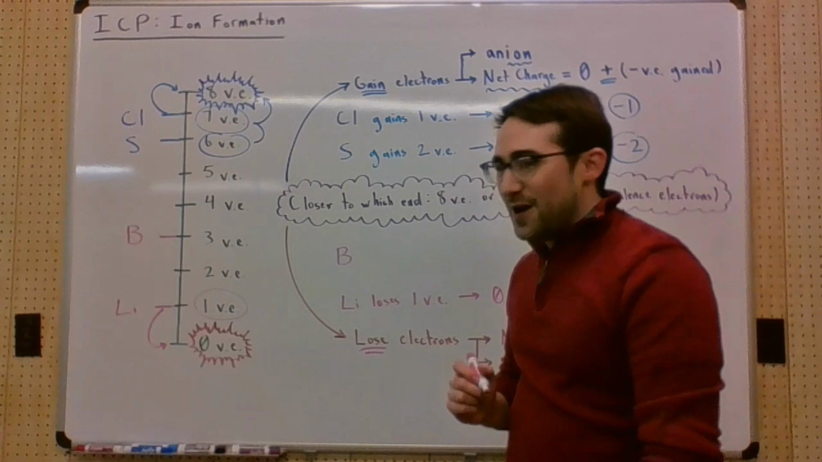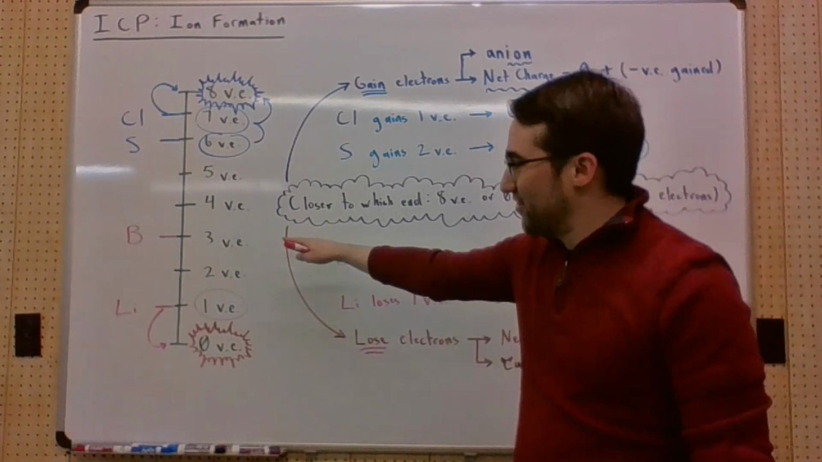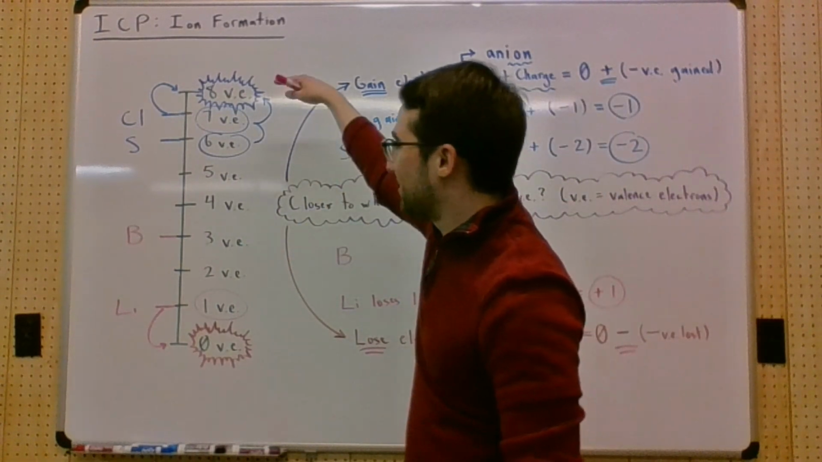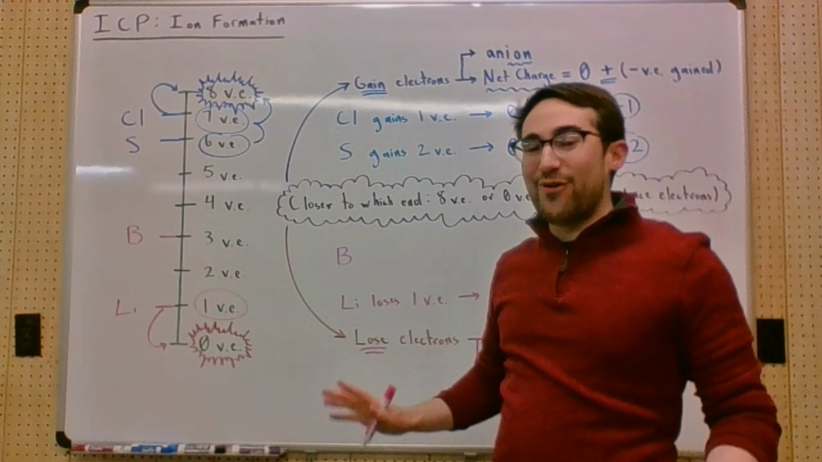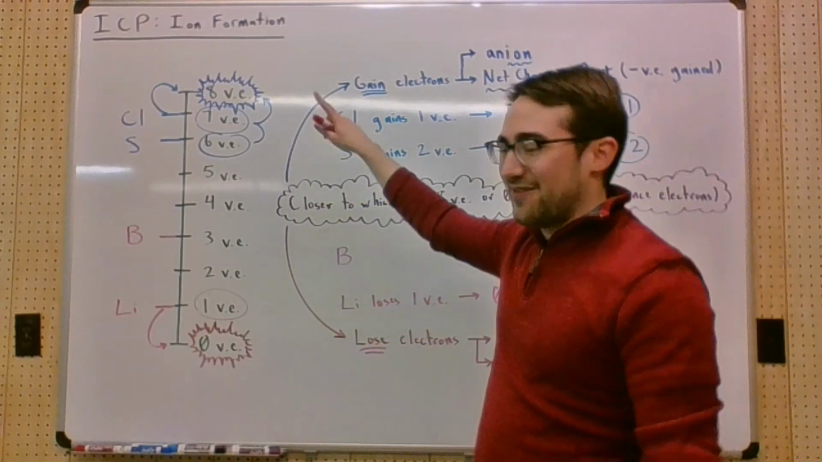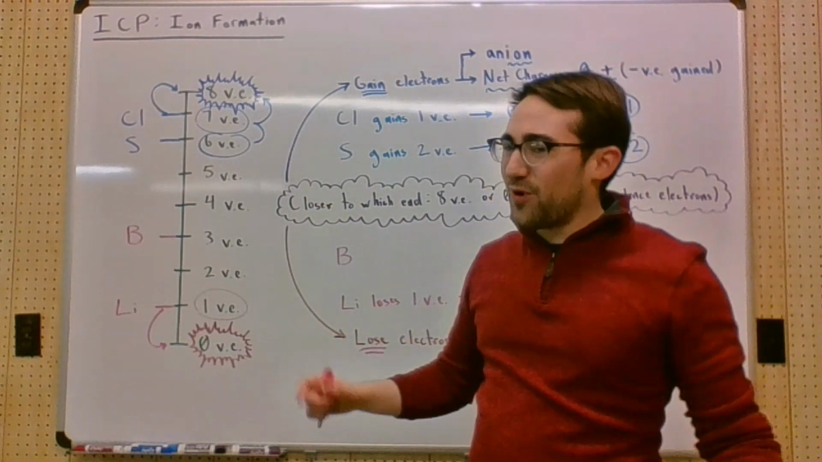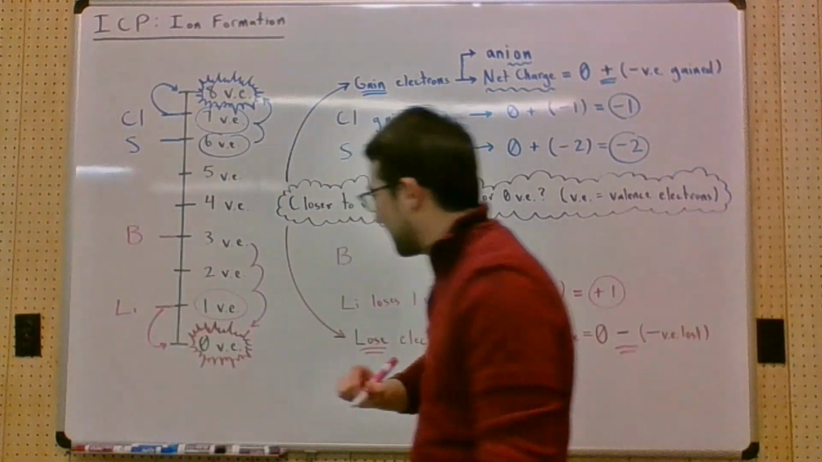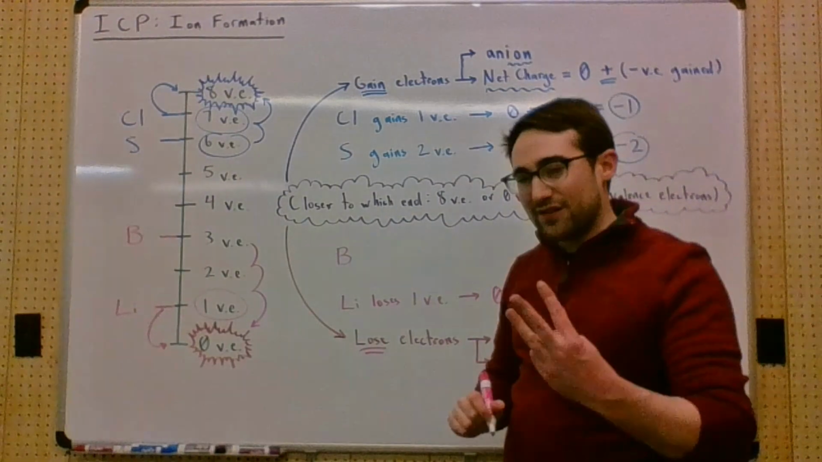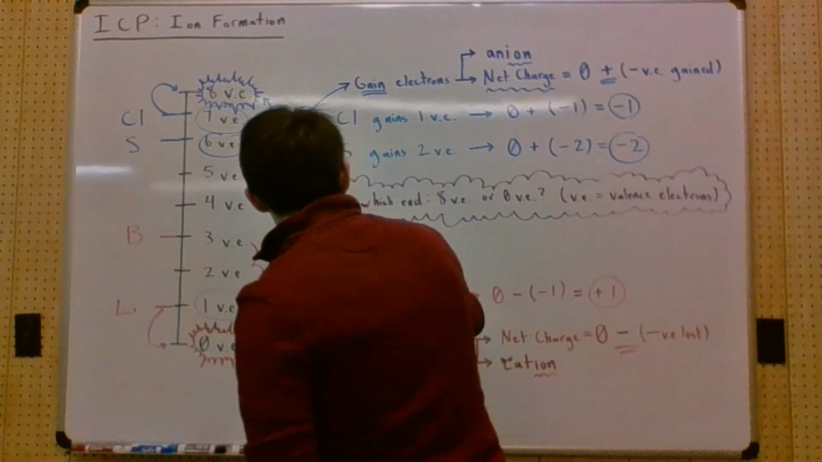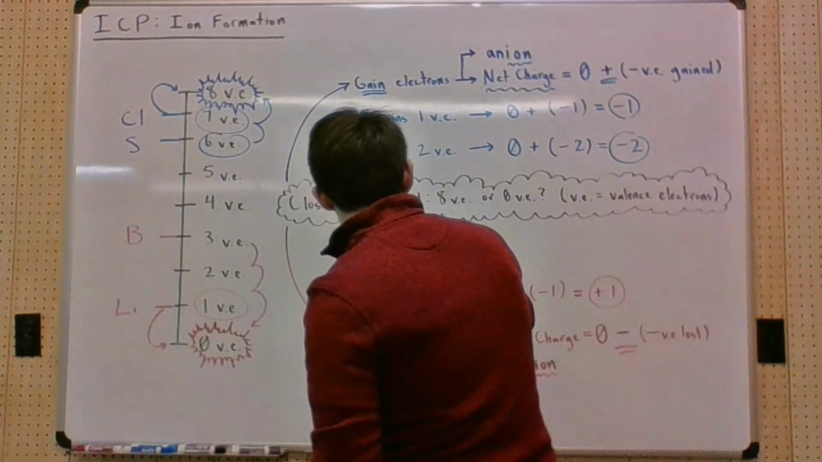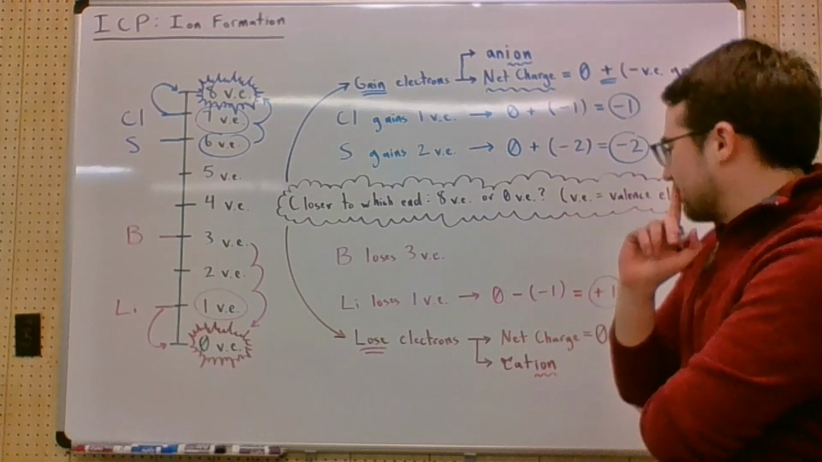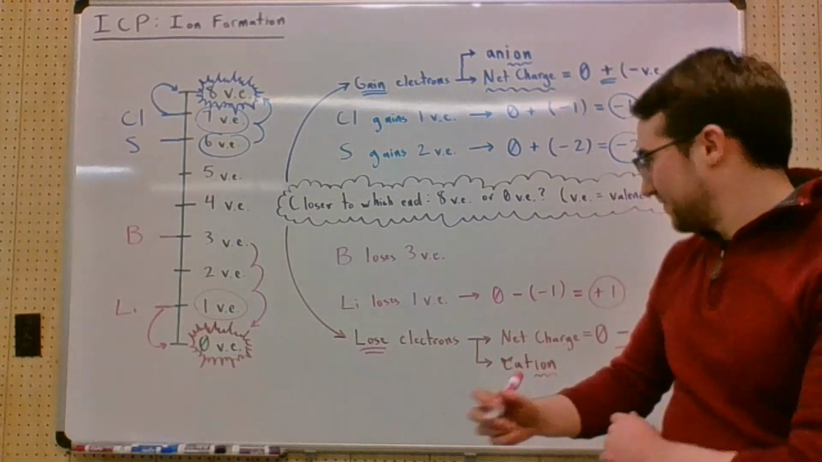Okay, which is quite a bit, but still way easier to lose 3 valence electrons than to gain 5 valence electrons. We always go with whatever is easier. To gain 5 or to lose 3, we're going to lose 3. So boron is going to lose 3 valence electrons. Okay. So its charge is going to change.